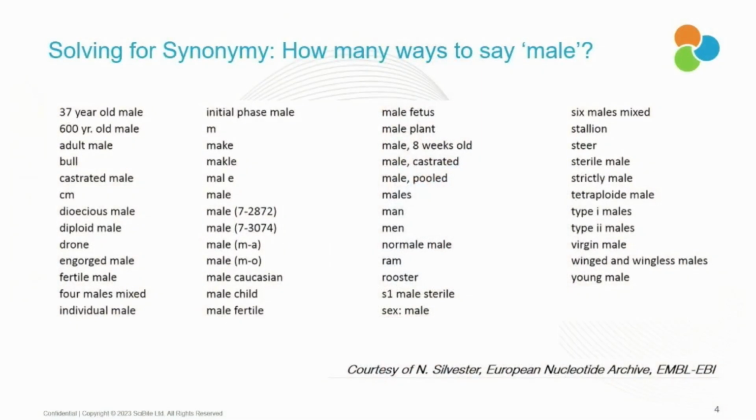I like this slide a lot. There are two major issues that we're dealing with at SciBite frequently. One is synonymy, the other is ambiguity. This comes from the EBI, the European Nucleotide Archive, and what they did was they looked at the variety of ways that male was being described in biological samples, and they came up with over 50. So this gives you a sense of the scale of the problem that we're dealing with. And when you look into the public archive in life sciences, this is the typical distribution that you'll see.